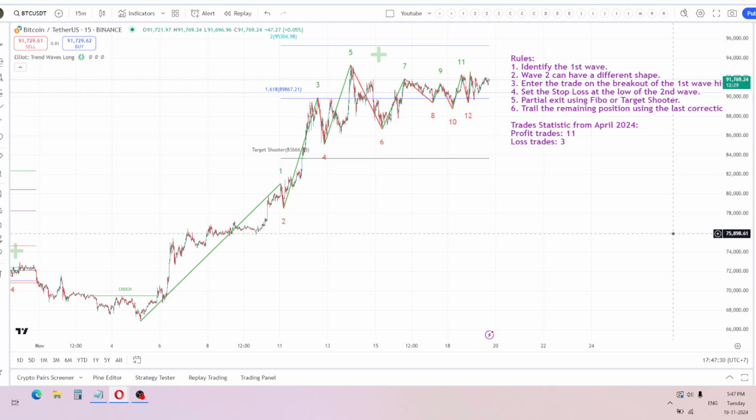I would like to introduce the Elliott Trend Waves Long indicator. It's developed to catch the very beginning of a new trend and squeeze this trend for the best profit trades in impulse waves.